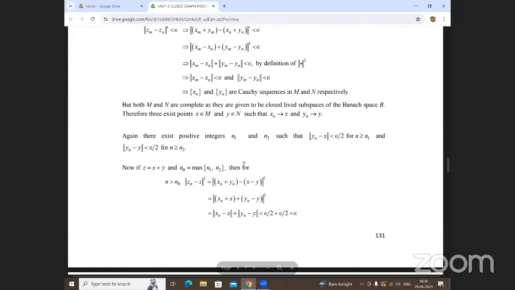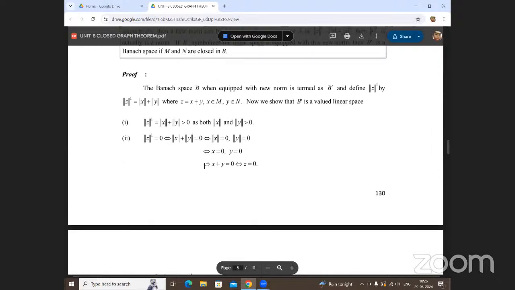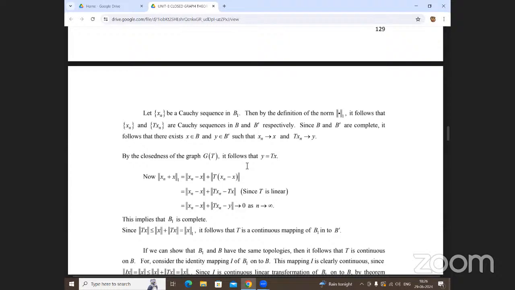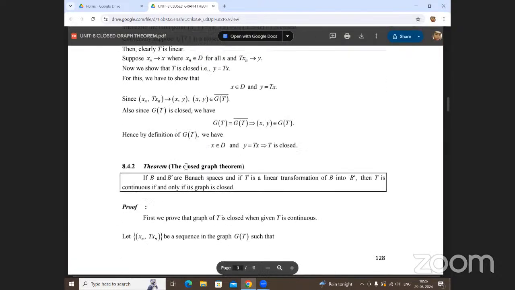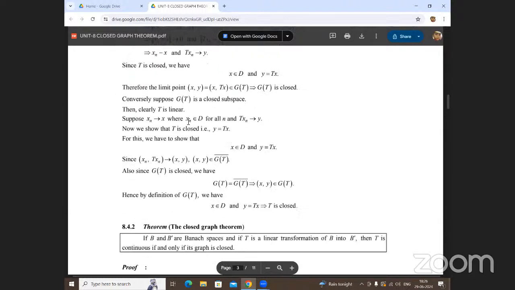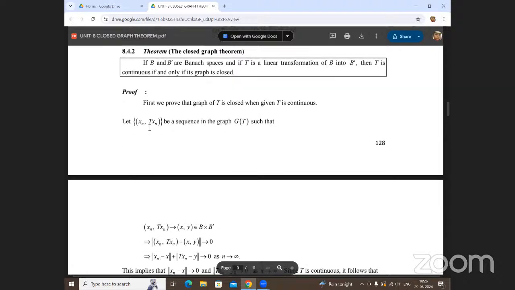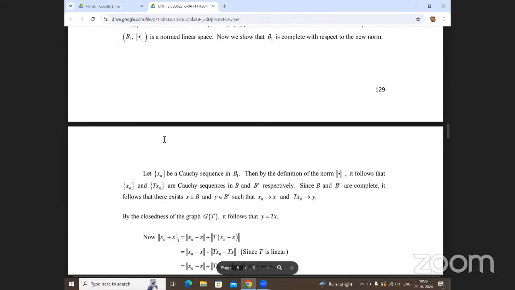Students, in this session, the closed graph theorem is especially very simple. Now if you have understood the closed graph theorem, according to 8.4.1, just see this one: according to it, we must derive 8.5.2 directly. This is the closed graph theorem. So that is very simple.